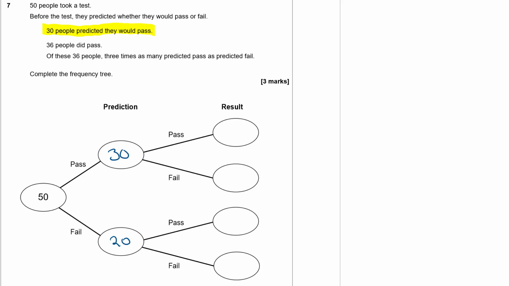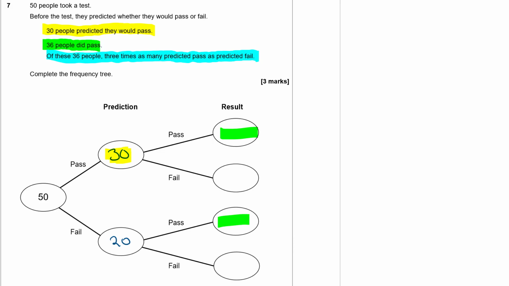Okay, so we've used that first piece of information and it told us this number here. Now the second piece of information: 36 people did pass. That information needs to go in here and in here, so not really sure how we can put those 36 people in just yet, so let's hold fire on that for a second. The last piece of information says, of the 36 people, 3 times as many predicted pass as predicted fail.